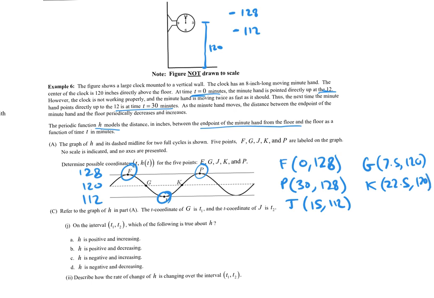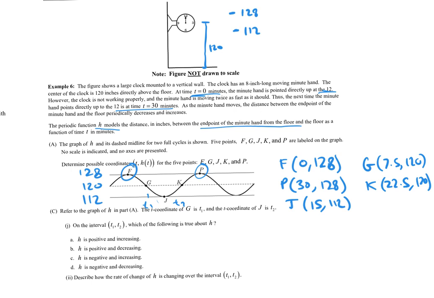Referring to that graph in part A, the t-coordinate of G is T1, and the t-coordinate of J is T2. On the interval T1 to T2, so that's T1 and that's T2 right there. You can't see the J anymore, but it's there. Which of the following is true about H? H is positive and increasing, H is positive and decreasing, negative increasing, negative decreasing.